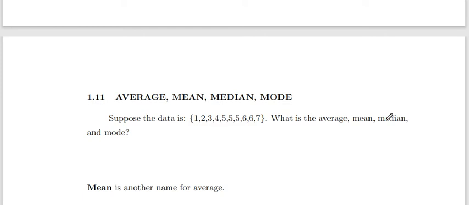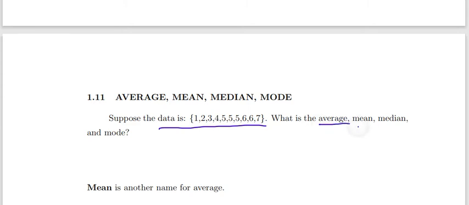Let's suppose we have this data. Average and mean are the same. Average: add them up, divide by the total number. Mean is also add them up, divide by the total number. But the median means the middle one. Okay, so which one is the middle one?